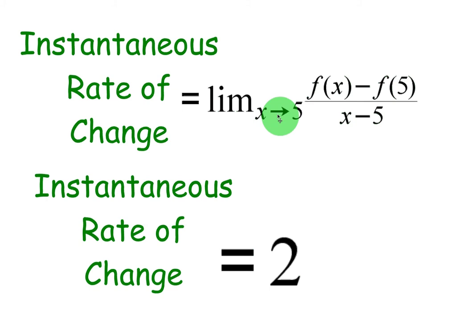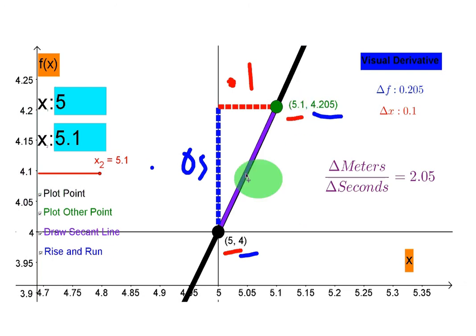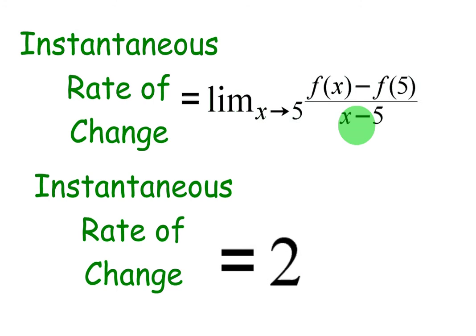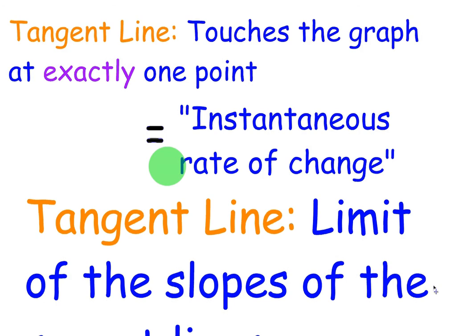So the limit as x approaches 5 of f of x minus f of 5 over x minus 5. And again, that's as long as we ensure that this x value is getting closer and closer to 5. We call it infinitesimally close. So we would want it to be what? Like 5.00000001 and make it closer and closer.